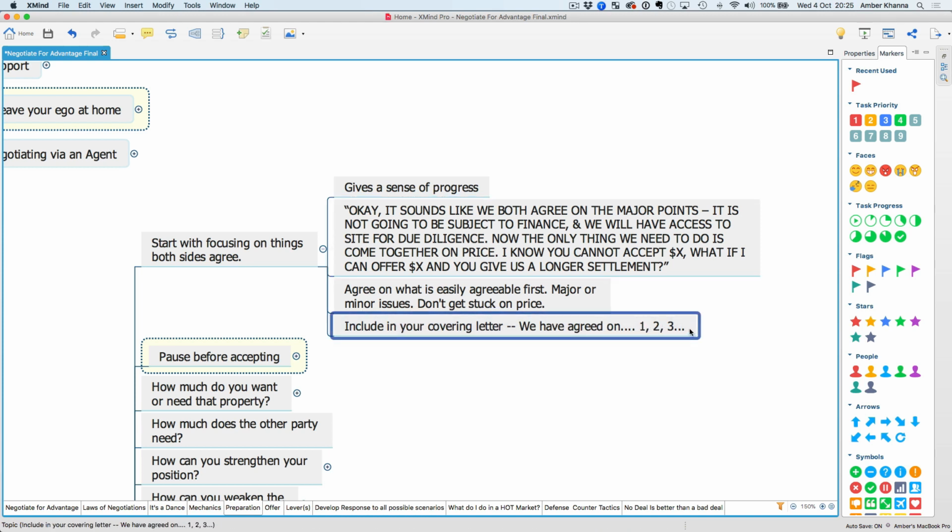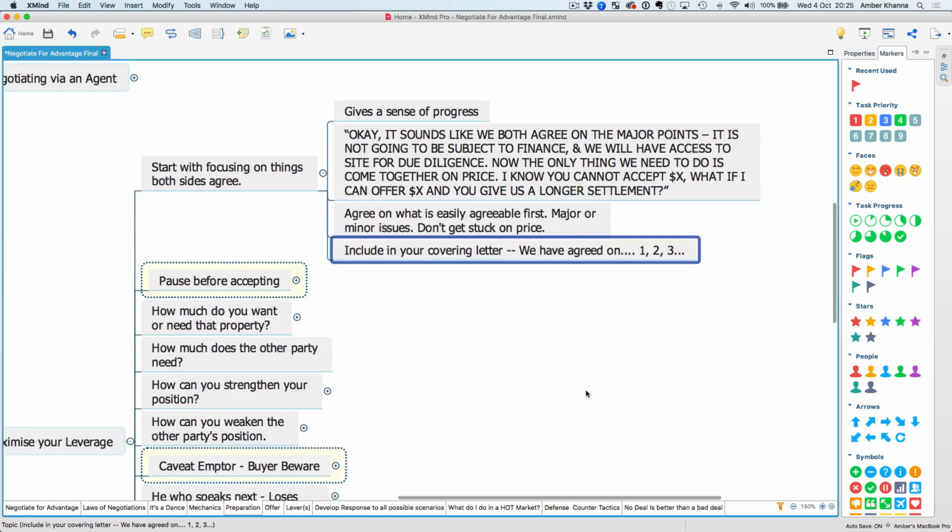You got to maximize your leverage. I've got to hurry up because otherwise I won't finish. I've got a few tabs to go through.